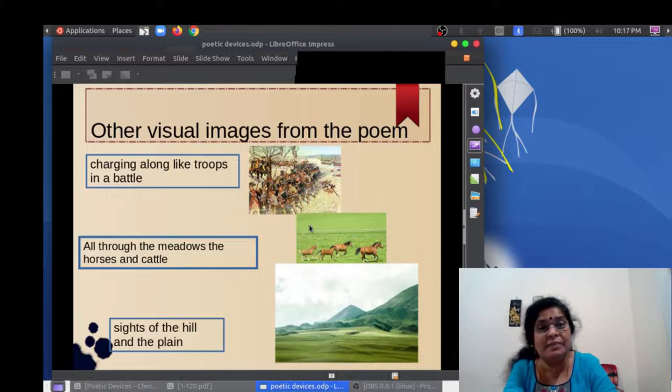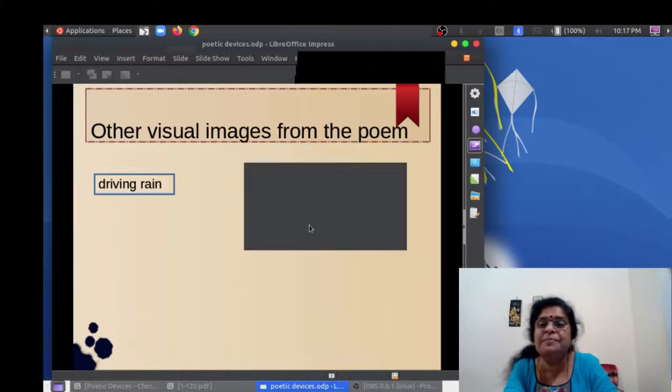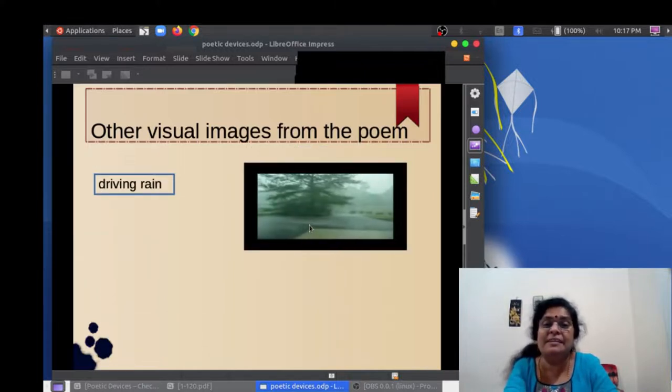And there are other visual images also. Listen. Driving rain.